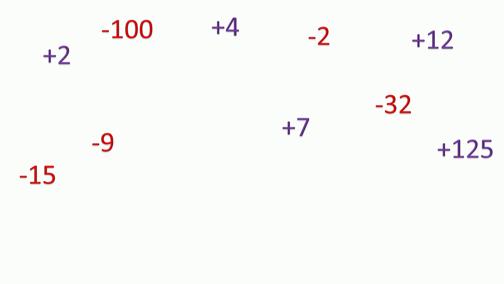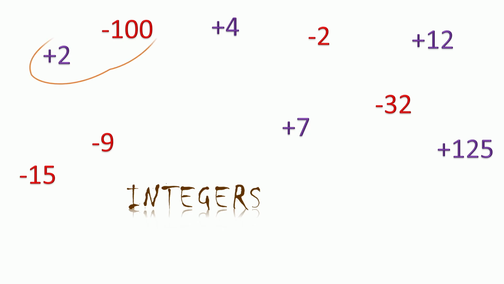We were all first introduced to positive numbers. Then we were introduced to negative numbers. And we were told that all these numbers are called integers. And we had to combine two integers using addition, subtraction, multiplication, or division.